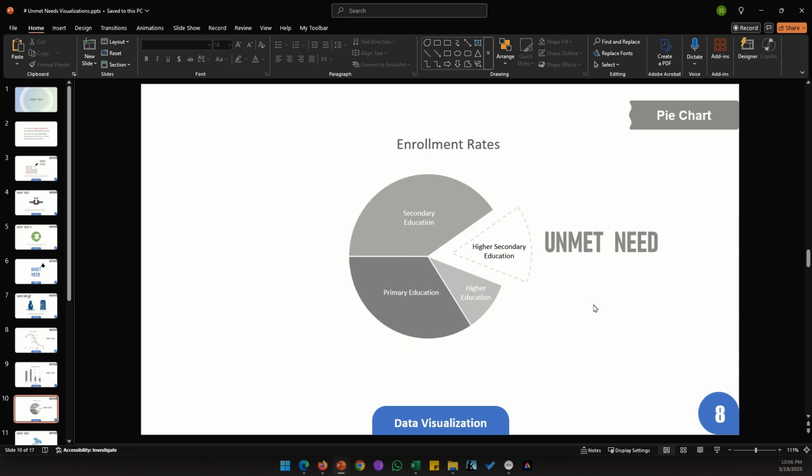The eighth one I have is a pie chart with a missing pie or an invisible pie. Now it's the same data we are showing, except that our higher secondary pie has been taken out of our pie chart like so, and we are calling it unmet need like so. So this is a simple visualization but can be very effective, so give it a try.